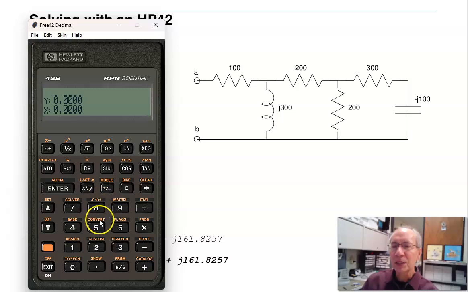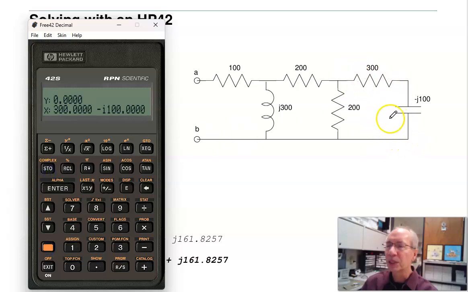So to input a complex number, I would do the complex. So there's rectangular and polar. We go modes, rectangular. I can say 2, enter 3, complex. If I want to do it in polar form, I would do modes, polar, 5 at 27 degrees. And I can switch between the two just by going rectangular, polar, polar, rectangular. Here I'm going to do rectangular mode. I've got 300 minus J100. So that's 300, enter, 100, negative, complex.